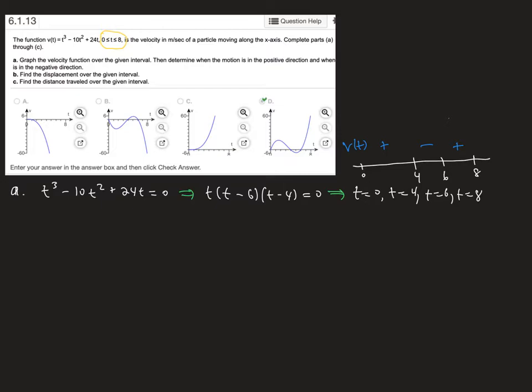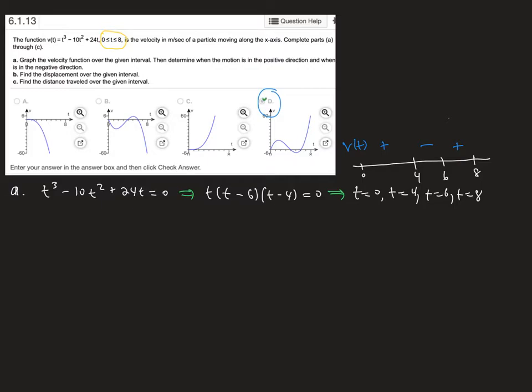So the velocity graph should be above the horizontal axis between 0 and 4, below from 4 to 6, and above again from 6 to 8, and that's this graph, D. All right, so now we have an idea of what this journey looks like. The particle is going in the positive direction from t equals 0 to t equals 4. Then it's backtracking a little bit between t equals 4 and t equals 6, and then it's going in the positive direction again from 6 to 8.